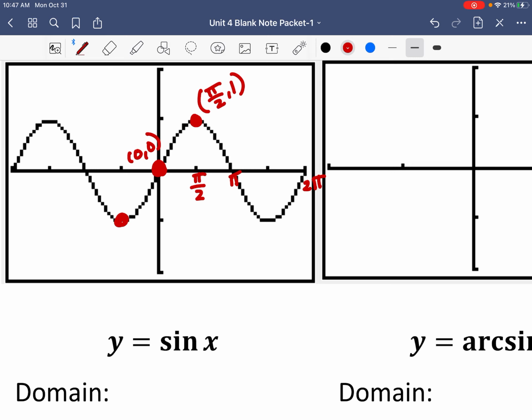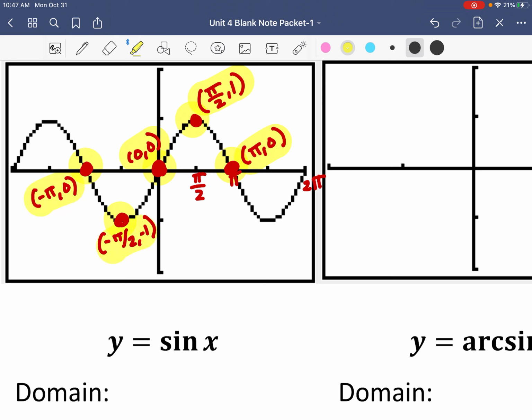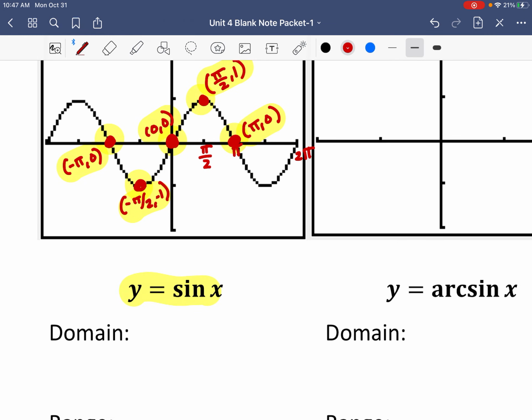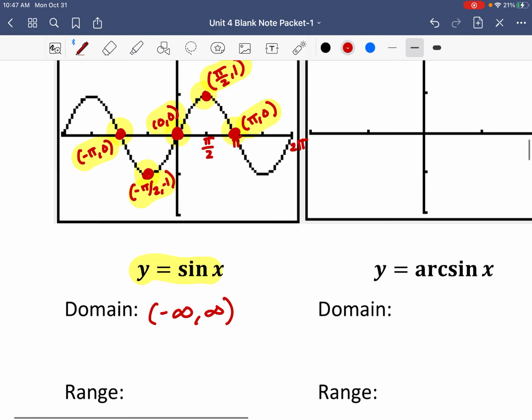If I went in the negative direction, this would be negative pi over 2, negative 1. This point right here would be pi, comma 0. If I went in the negative direction, this point right here would be negative pi, comma 0. And all these are points on y equals sine x. If I wanted to look at the domain and the range, the domain for sine is negative infinity to infinity. It goes on and on forever. The range for sine is how high and how low it goes, so negative 1 to 1.